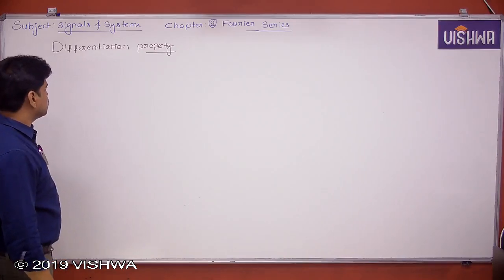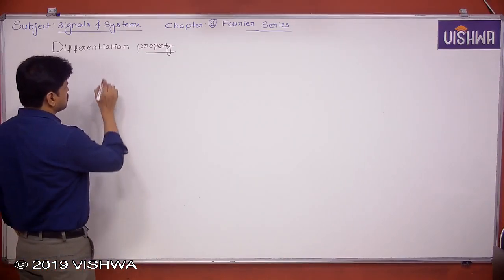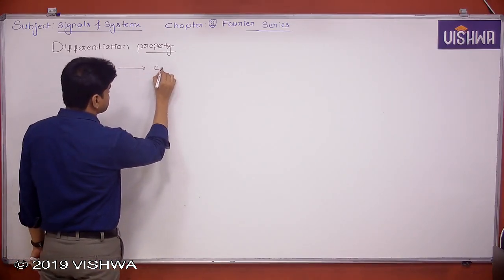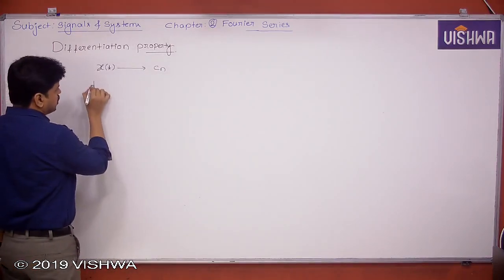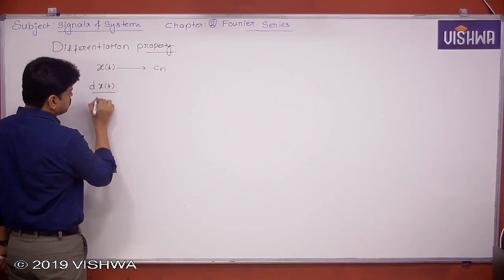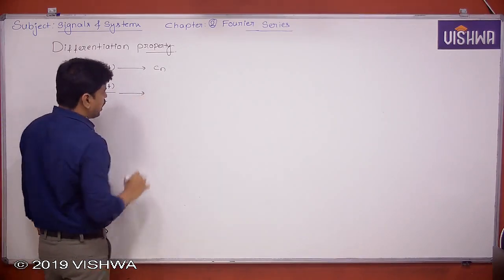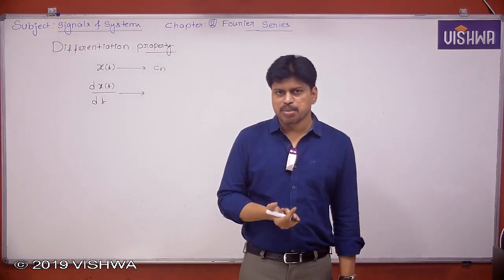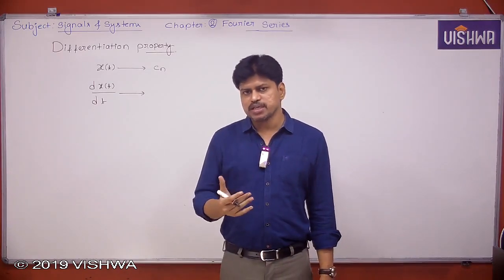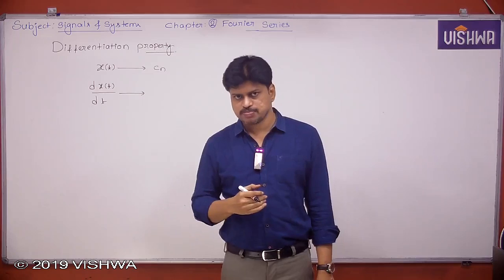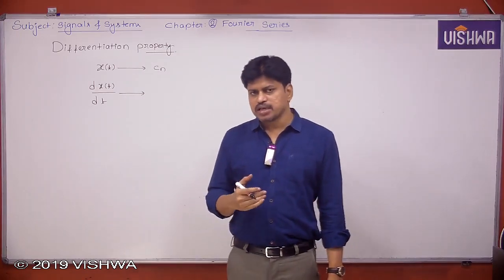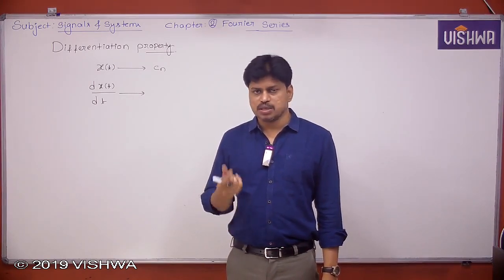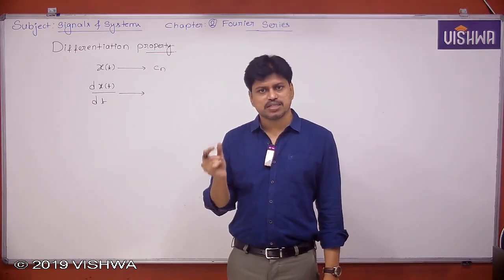Differentiation property. What is the differentiation property saying? If x of t has Fourier series coefficient Cn, then dx of t by dt has... You might know in the Laplace transform, if x of t has Laplace transform x of s, then dx of t by dt has Laplace transform s into x of s. Where s can be replaced with j omega, here we have to replace it with jn omega naught. Omega is a continuous frequency, n omega naught is a discrete frequency.